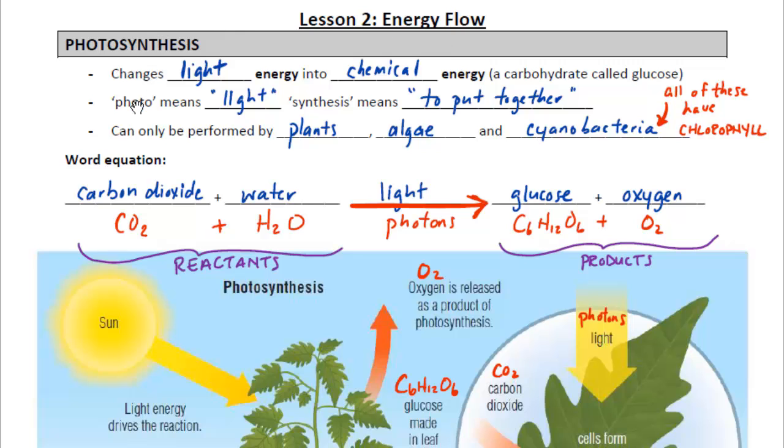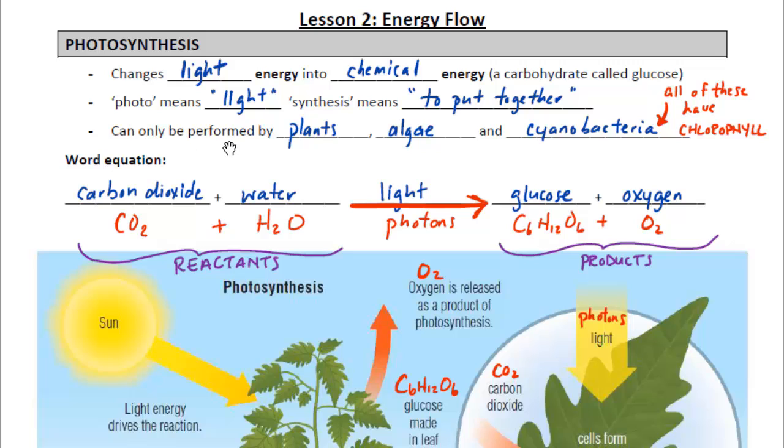Photosynthesis, you already know this from elementary school, is going to change light energy into chemical energy, but specifically it makes a sugar or a carbohydrate called glucose. The photo part of the word photosynthesis means light, and the synthesis part means to put together. So it's literally using light to put sugar together. It's built right into the name.